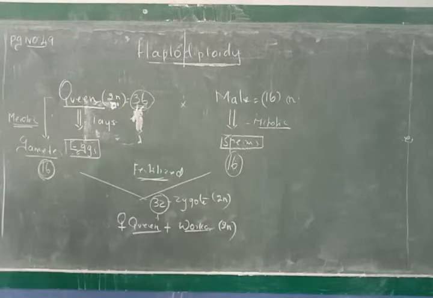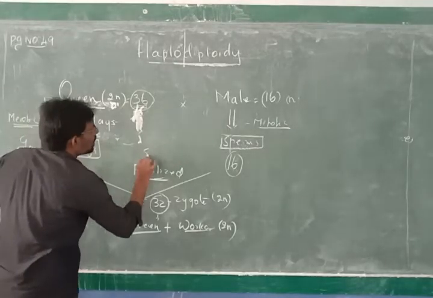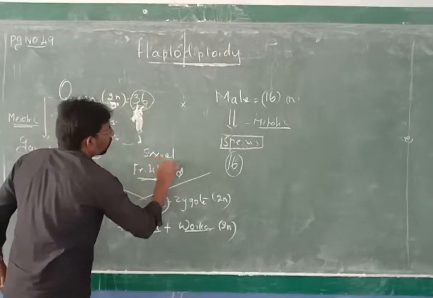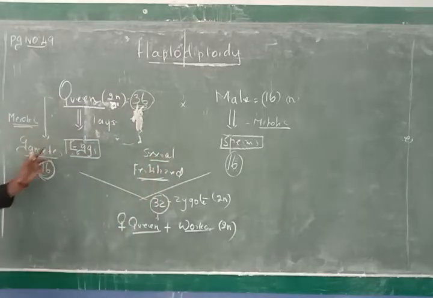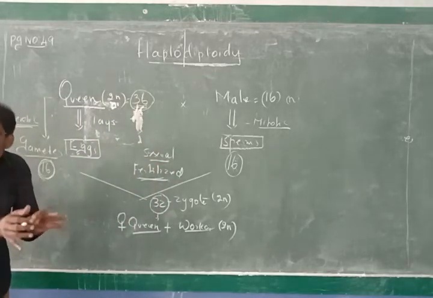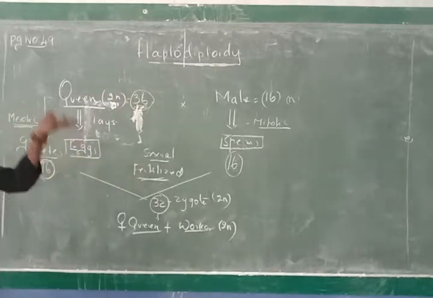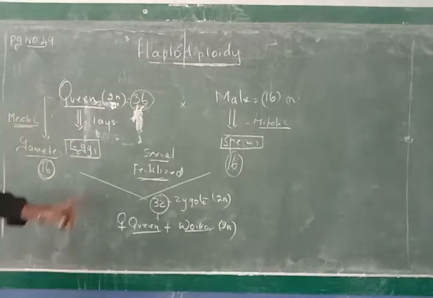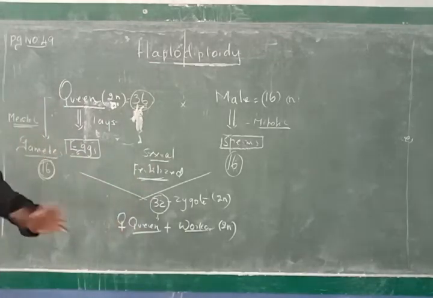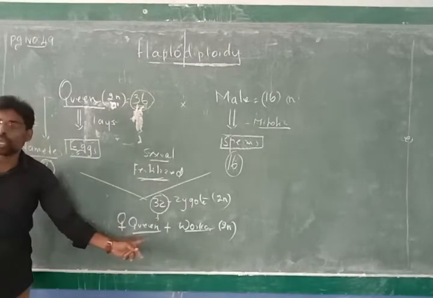So that means this kind of reproduction is called sexual reproduction. Why? Because the egg cell and sperm cell fuse with each other and the egg becomes fertilized, and the queen bee lays the fertilized egg, and the fertilized egg hatches and forms the queen or worker.